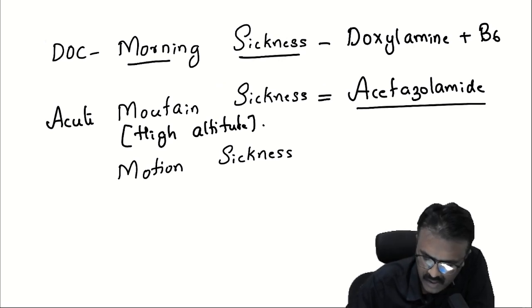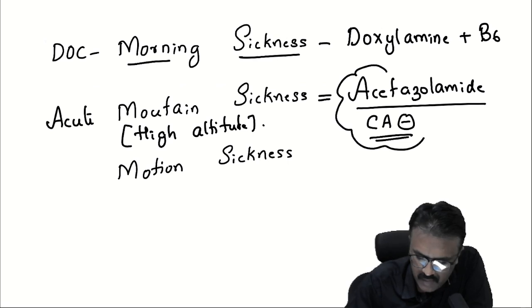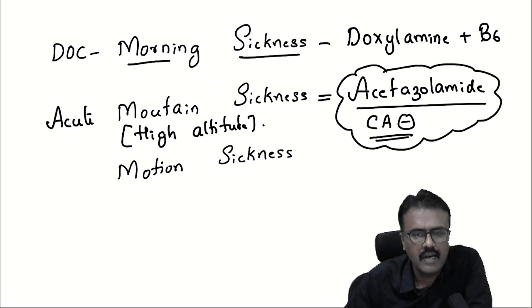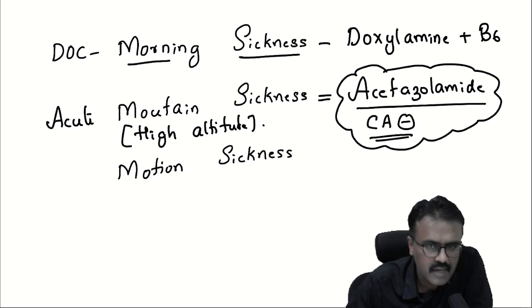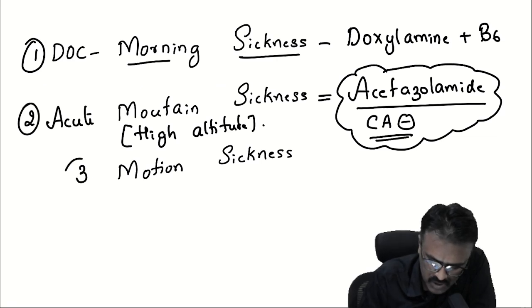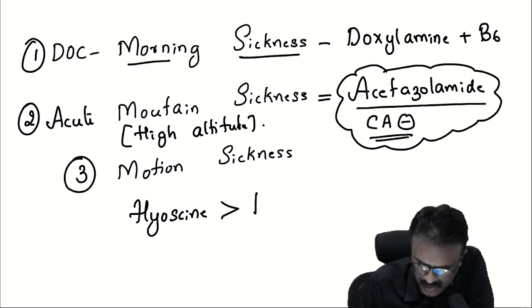Now, it is a carbonic anhydrase inhibitor. Tell me which part of the nephron acetazolamide works. Come on. Acetazolamide is a carbonic anhydrase inhibitor, correct. It is given for prophylaxis and treatment of high altitude sickness. Which part of the nephron does it work? So number 1 we answered, number 2 we answered, number 3 motion sickness, the drug of choice is either we give hyoscine, if not there then promethazine.